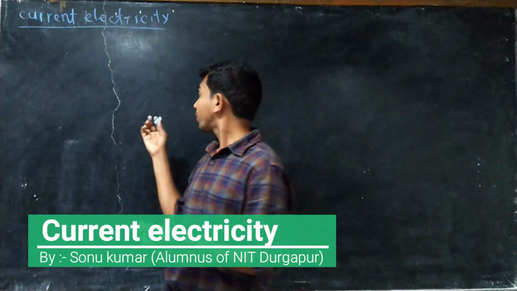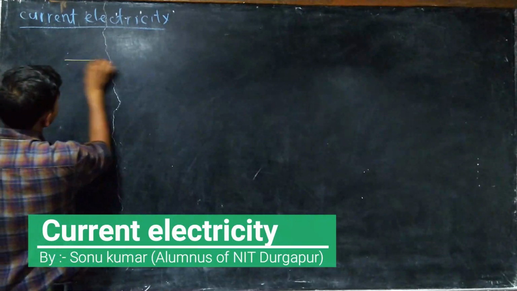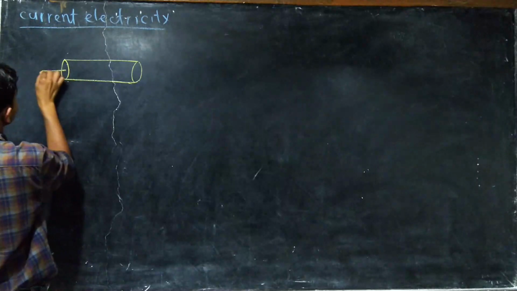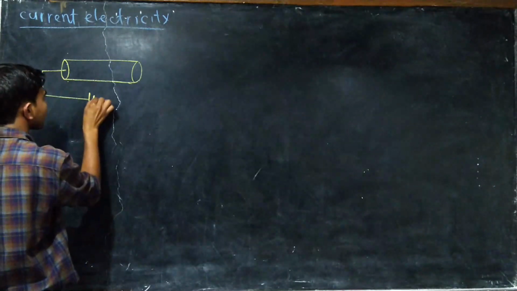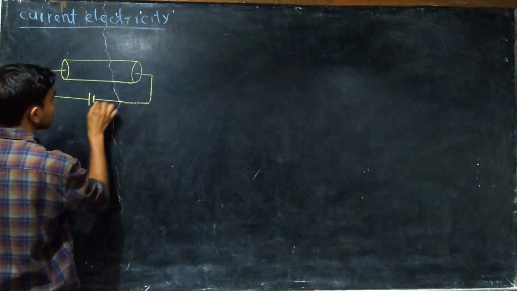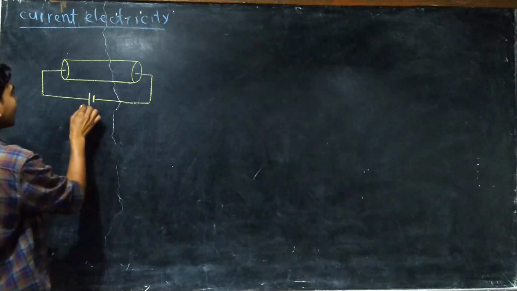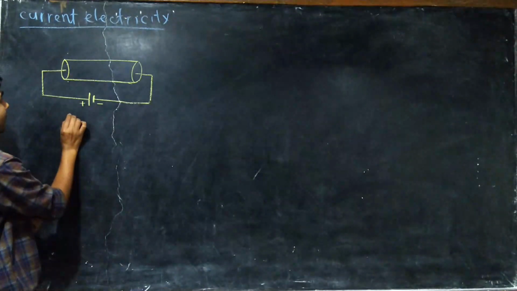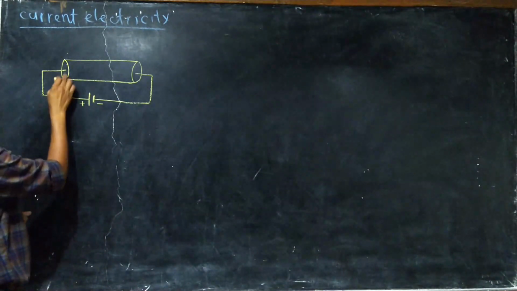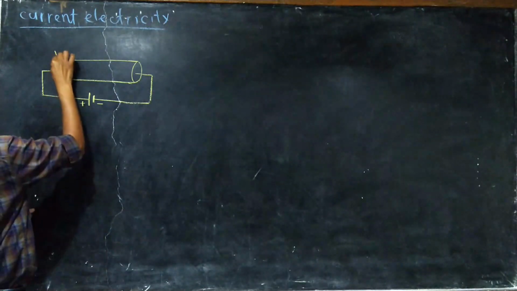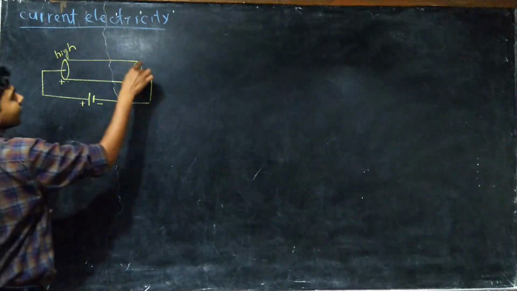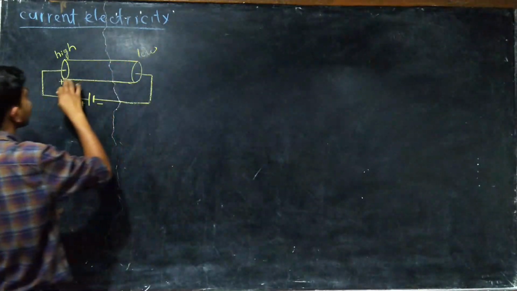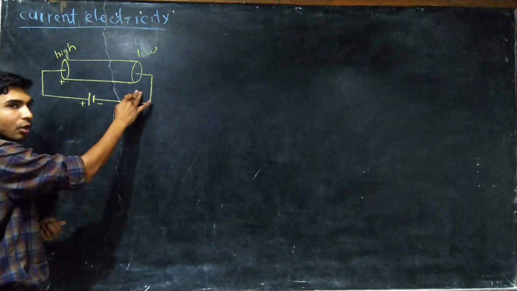Suppose this is your conductor, and this conductor is connected through a battery. This is the battery. This is the positive terminal of the battery, and this is the negative terminal. The positive terminal is at high potential, and the negative terminal is at low potential. So this end of the conductor is at high potential, and this end is at low potential.